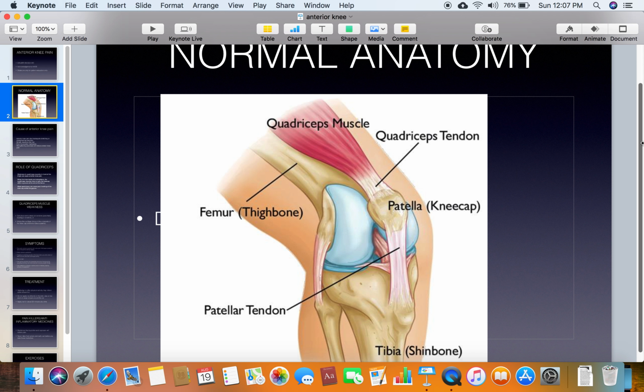kneecap. The patella is held in place by the quadriceps tendon, which is holding the patella in place along with the patellar tendon. Now, the quadriceps tendon is made by the quadriceps muscles, and it plays an important role in the knee pain, which is felt in the anterior aspect of the knee.